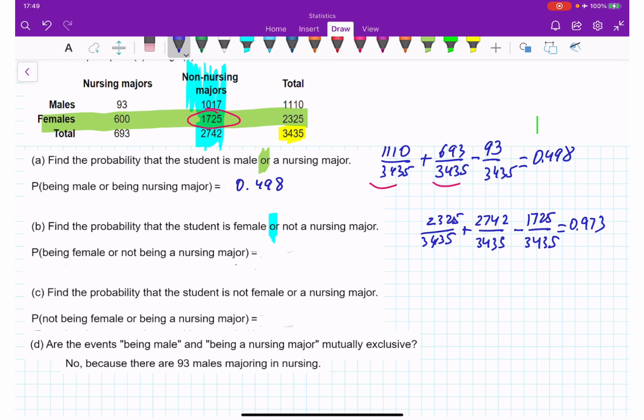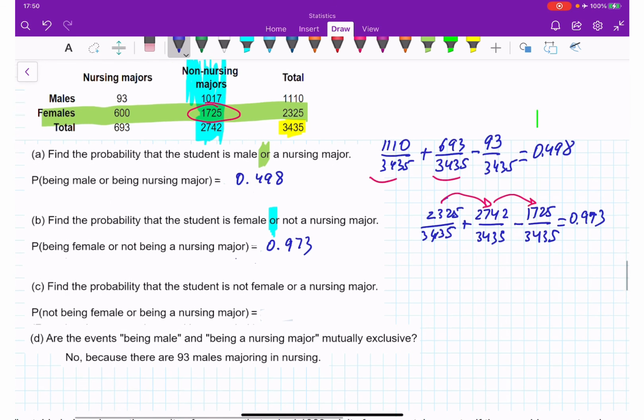How are you going to work with this fraction? Since the denominator is the same everywhere, you're going to take 2325 at 2742 and then minus 1725, and at the end divide by 3435. Very easy. That's the easiest way. So here we get 0.973. Moving to question number C.